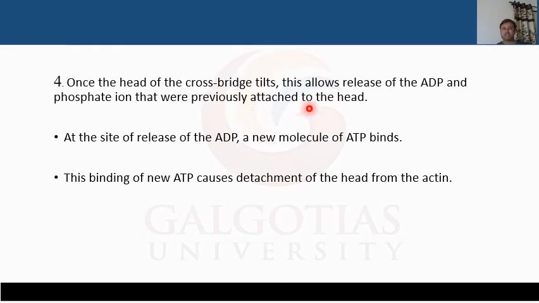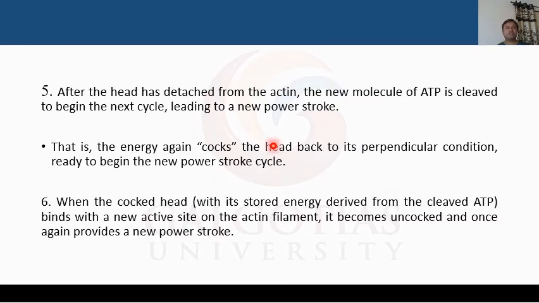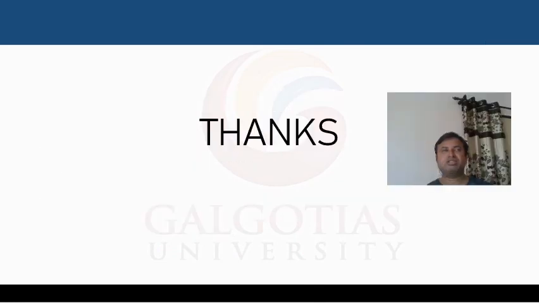Once the head of the cross bridge tilts, it allows release of the ADP and phosphate that were previously attached to the head. At the site of release of ADP, a new molecule of ATP binds, and the binding of new ATP causes detachment of the head from the actin. After the head detaches from the actin, the new molecule of ATP is cleaved to begin the next cycle, leading to a new power stroke. That is, the energy again cocks the head back to the perpendicular condition, ready to begin a new power stroke cycle. When the cocked head binds with a new active site of the actin filament, it becomes uncocked and once again provides a new power stroke. So this is the mechanism of muscle contraction.